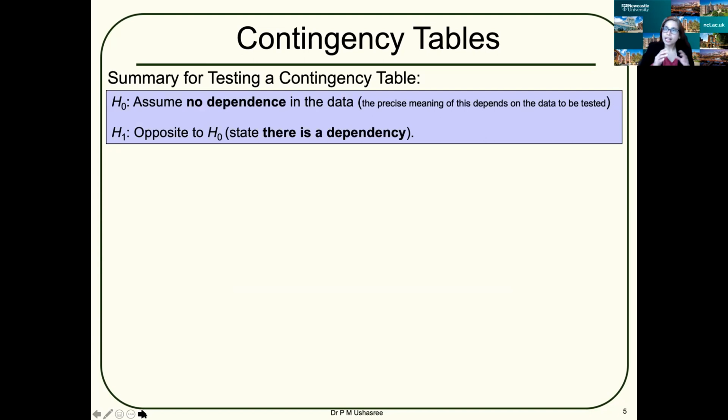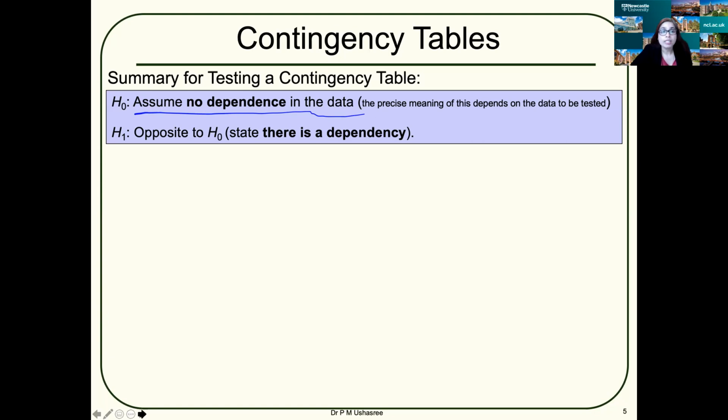Now, as usual, if you want to test a hypothesis, you first have to start by stating a null hypothesis and an alternative hypothesis. Exactly like we did in part 1, we start with stating the null and alternative hypotheses. In this case, you state the null hypothesis by assuming that there is no dependence in the data. And the alternative hypothesis, as usual, will be the opposite of the null hypothesis, which means there is a dependency.